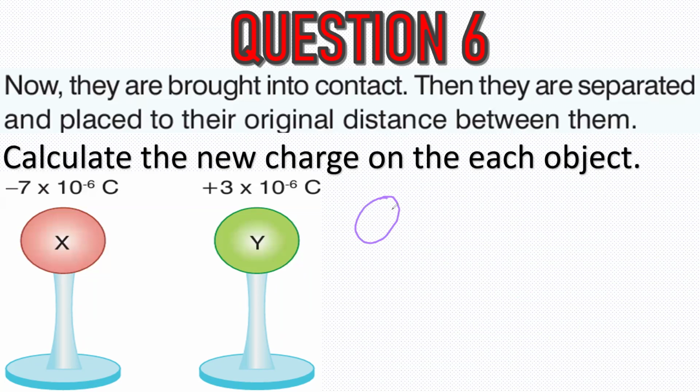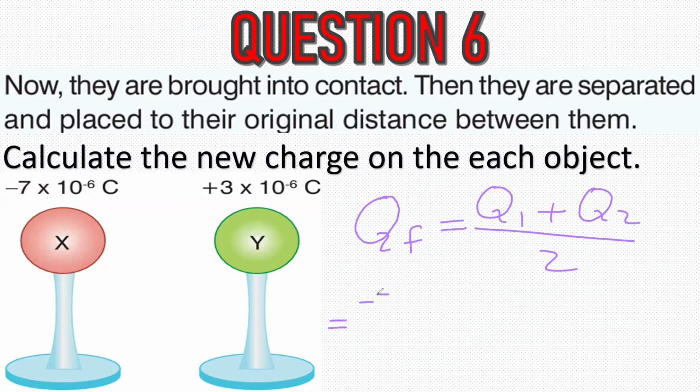Waiting. Yes, you have done. So let's continue with you. Q final equals (Q1 plus Q2) over 2. Using this solution, Q1 is -7 times 10 to the power of -6 plus 3 times 10 to the power of -6, over 2. And getting -4 over 2 is -2 times 10 to the power of -6.